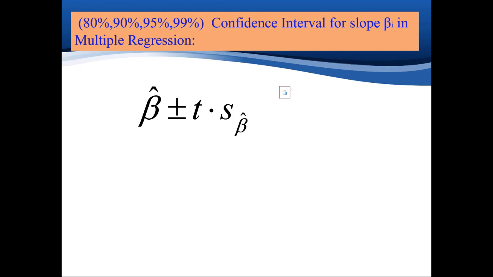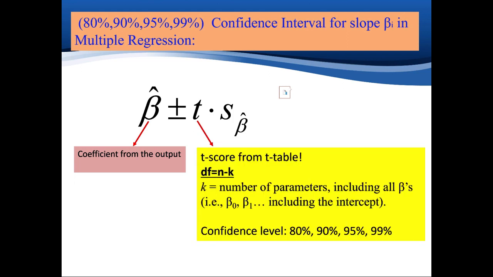We can also calculate the confidence interval for slope beta i in multiple regression. Beta hat is the number under the coefficient column. T here is the t-score according to the degrees of freedom n minus k, where k is the number of all the parameters, including all betas, beta 0, beta 1, including the intercept. S of beta hat is the standard error in the output.